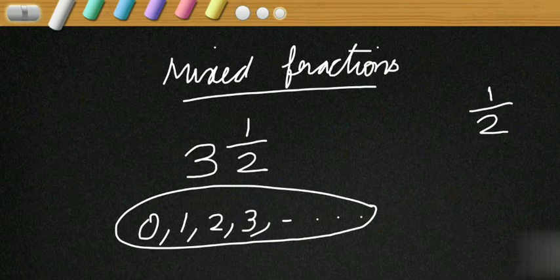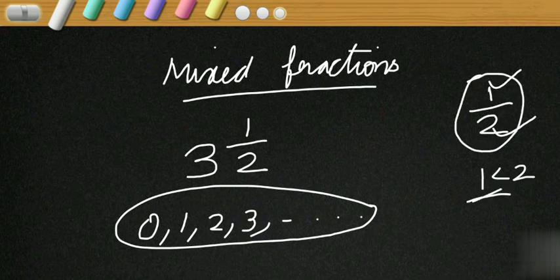So what about 1 by 2? Is it a proper fraction? Yes, of course. Here which is the numerator? Yes, numerator is 1. Which is the denominator here? Yes, denominator is 2. Is 1 less than 2? Yes, 1 is less than 2. So is 1 by 2 a proper fraction? Yes, 1 by 2 is of course a proper fraction. Why? Numerator is less than the denominator, isn't it?